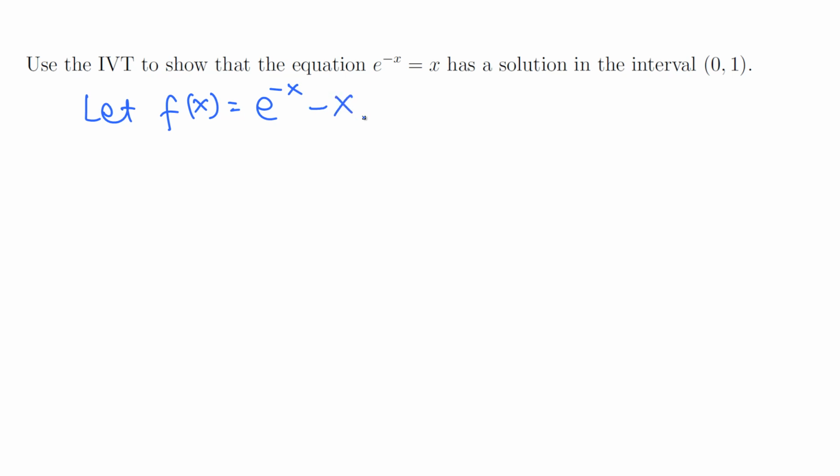So let the function f of x be e to the negative x minus x. To apply the intermediate value theorem, we need to justify why this function is continuous on the closed interval 0, 1. The first term is an exponential function, which is always continuous. The second term is a polynomial, just x, which is always continuous, and a difference of two continuous functions is also continuous.